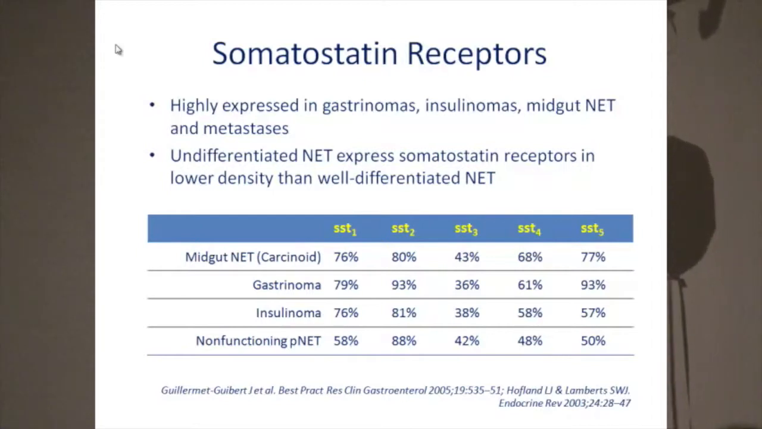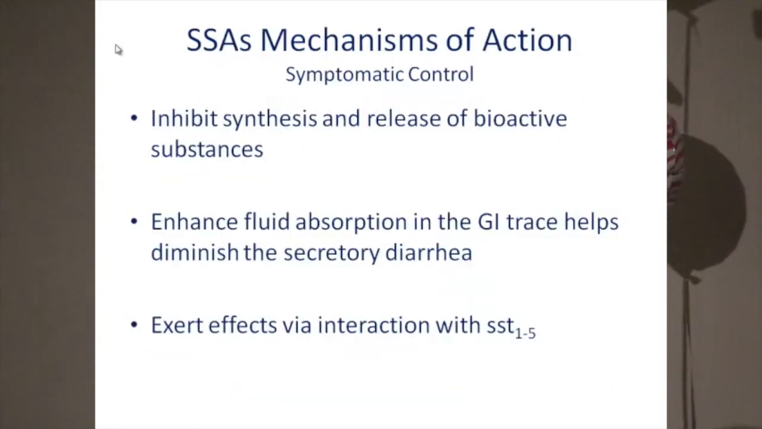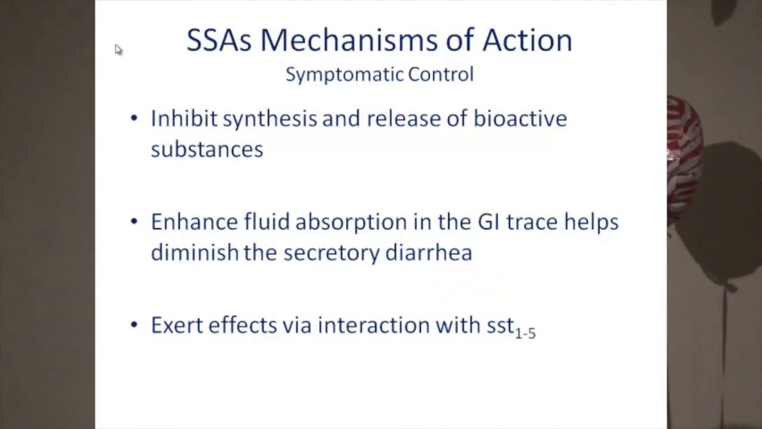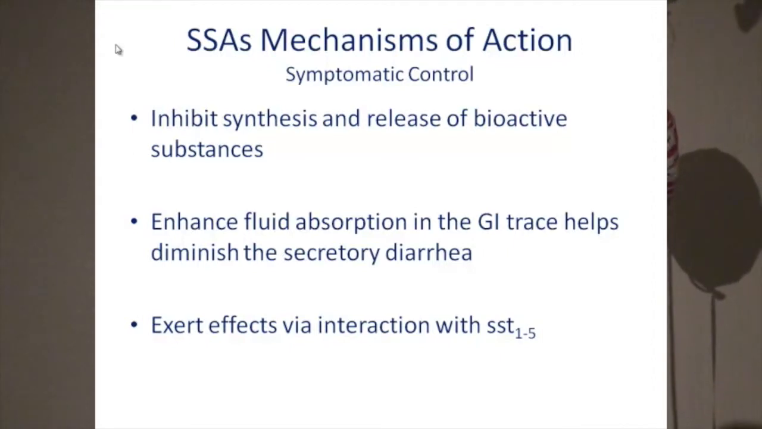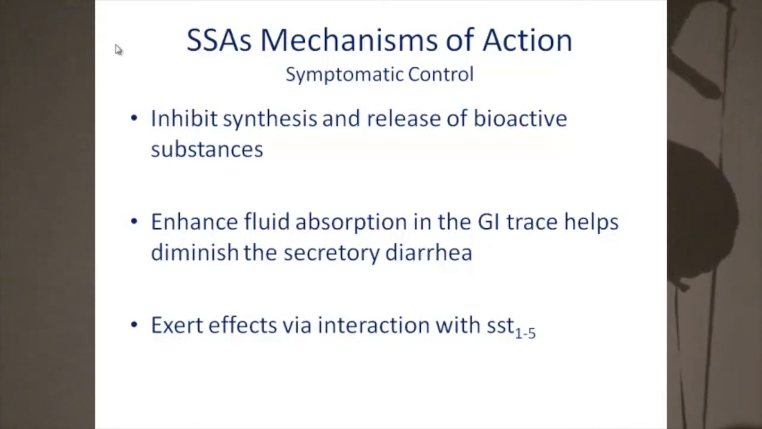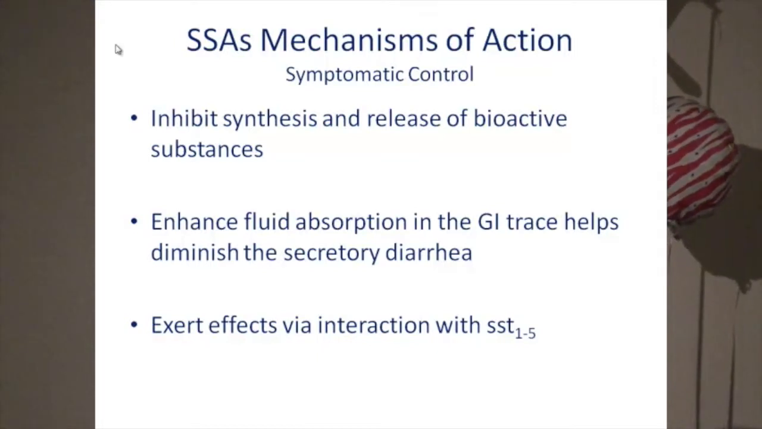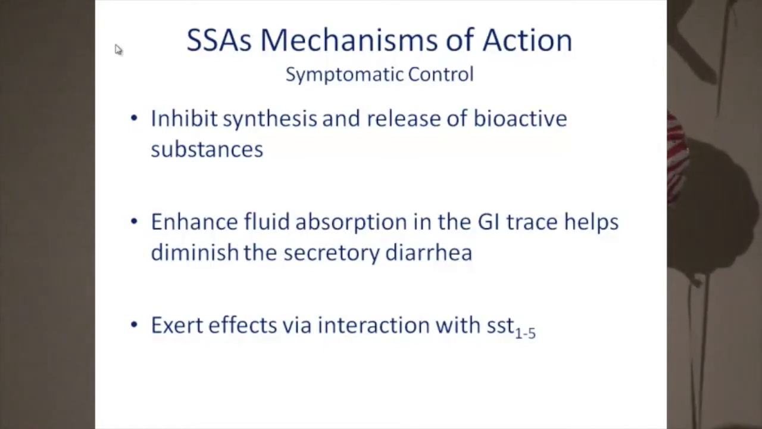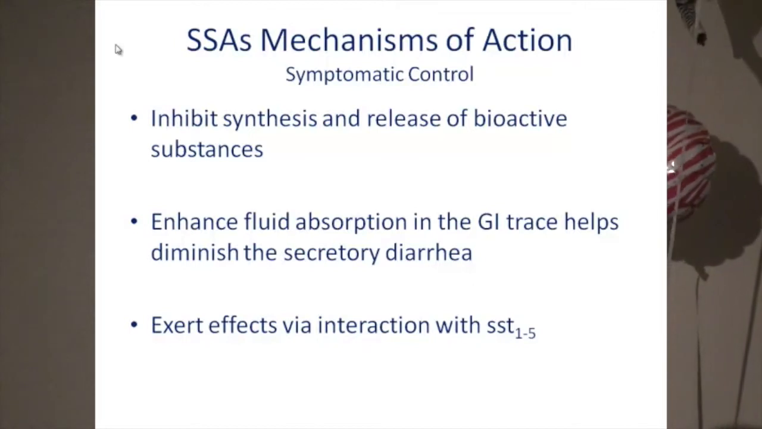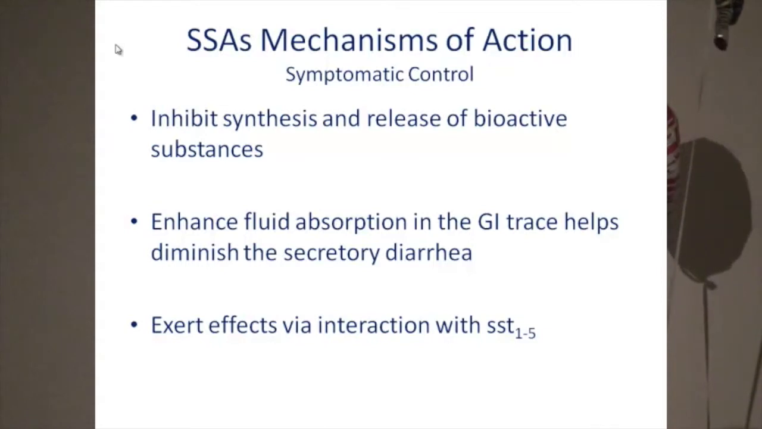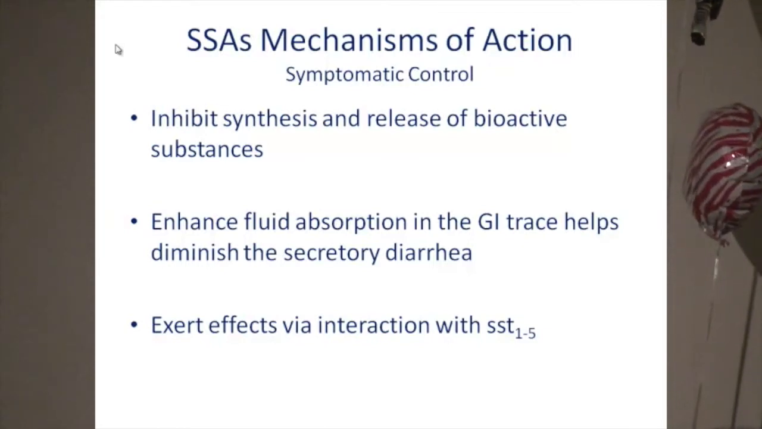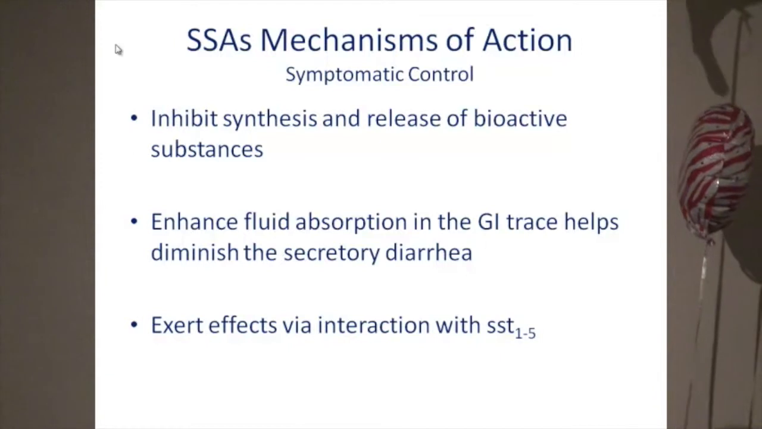The mechanism of action you've already heard, but for symptomatic control, the reason somatostatin analog work is that it inhibits synthesis and release of bioactive substance, and it enhances fluid absorption in the GI tract to help diminish secretory diarrhea, which we have spent a lot of time talking about. So the other reason it works is that it affects these receptors, it generates these mechanisms or pathways by way of interaction through the receptors of somatostatin.